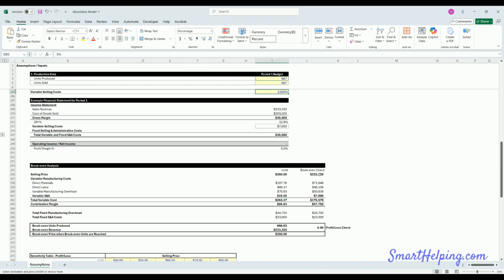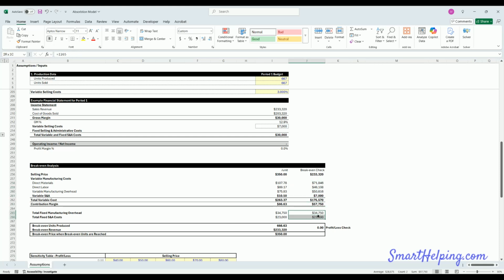And you're breaking even. And that's assuming you're charging $350 a unit, 3% selling costs, and all those other costs here. And here's our check, so we could say, okay, well, if we did 660 units at $350, it's $233,000 in revenue. Our direct materials cost is $71. Direct labor is $46,000. Variable manufacturing overhead is $50. Variable sales and administrative $7. Total variable cost $175. Contribution margin. So the contribution margin is your total revenue minus all the variable costs, $57.